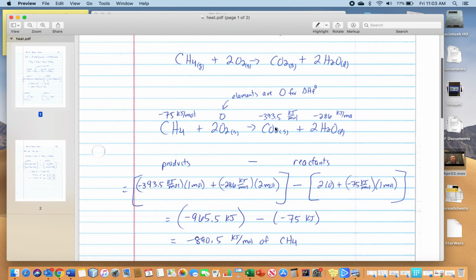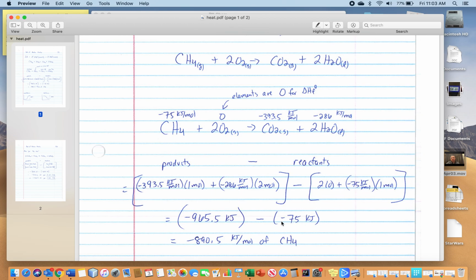So these are the products. And over here, there's 2 moles of water. So we're going to multiply the negative 286 kilojoules per mole times 2 moles. For the CO2, it's just 1. So that adds up to negative 965.5. And 2 times 0 plus negative 75 times 1 is negative 75.